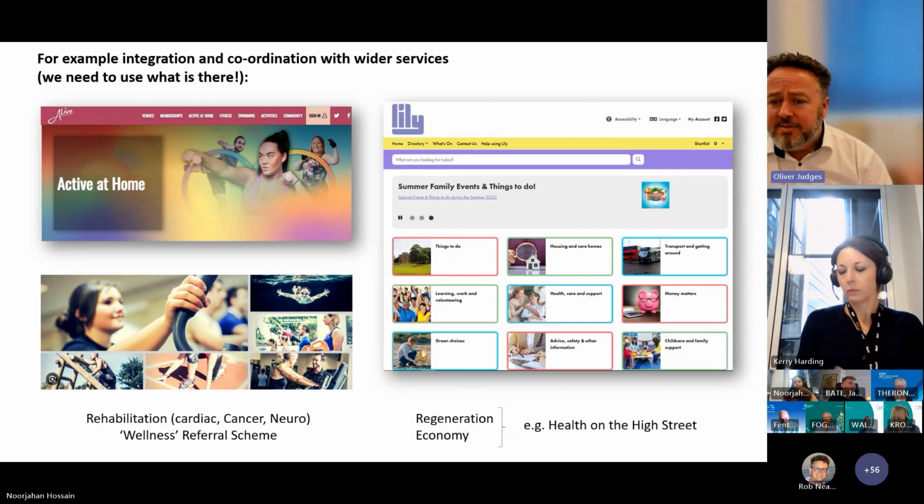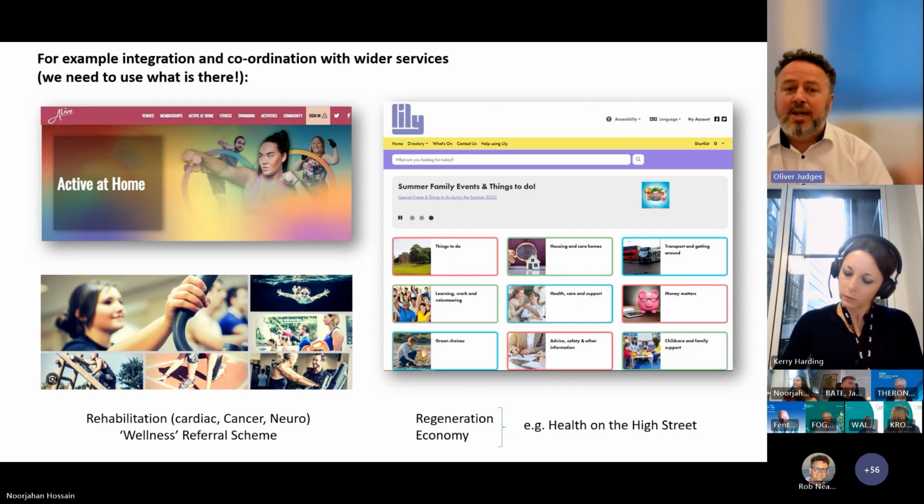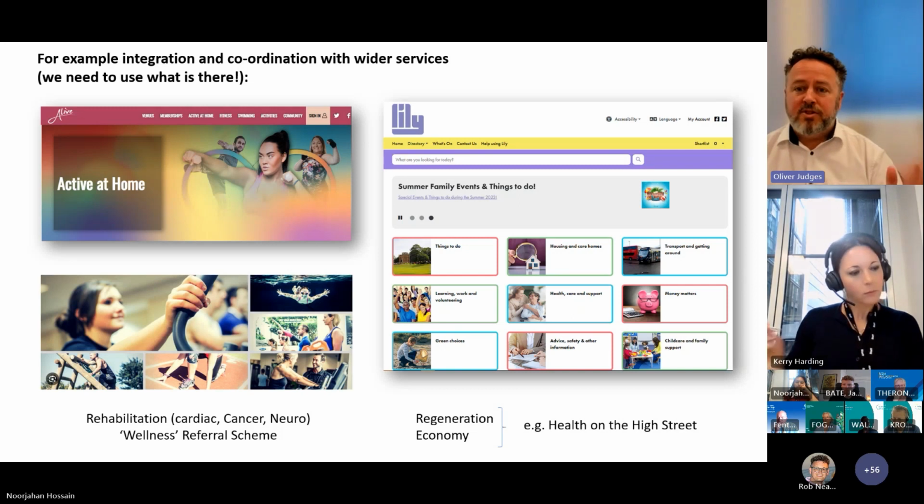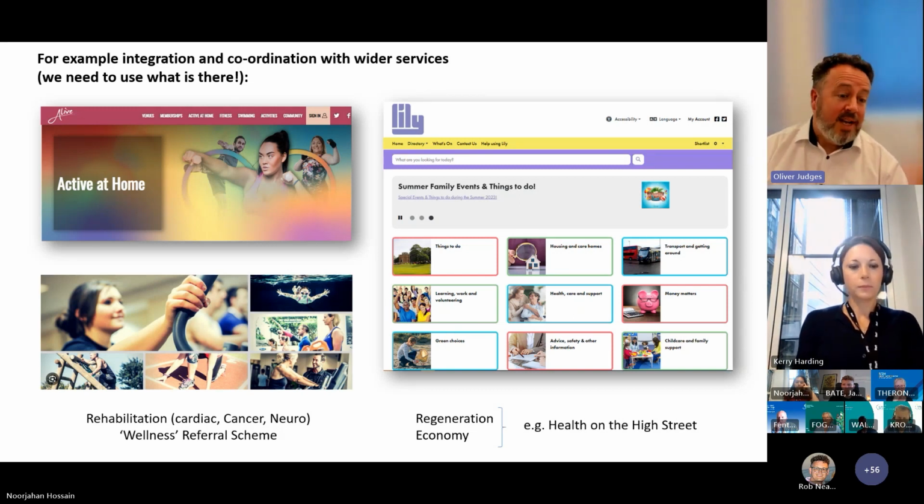We've also got the Lily services I mentioned earlier, which is a gateway to a number of different services. We're talking locally with the Place Board, and with the wider NHS as well, about how we can use these things more to give a front door and access for people, making sure they're routed through to the right support services. Next slide, please.